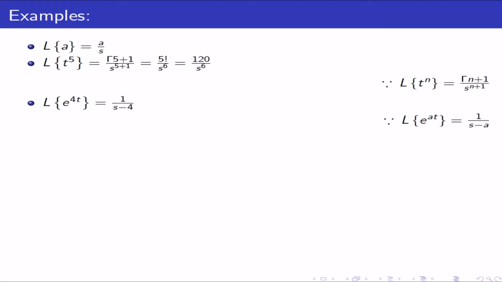Next, we saw the Laplace transform of e raised to at is equal to 1 upon s minus a. For the sake of understanding, I have taken one sum here. The Laplace transform of e raised to 4t is equal to 1 upon s minus 4.